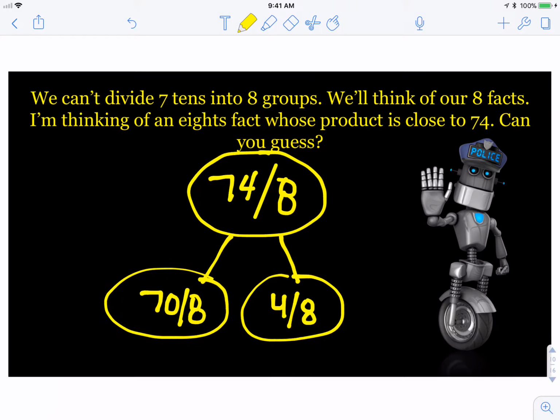70 divided by 8, we can't do it. So we're going to take our 7 tens, move them over here and add it in front of that number. 74 divided by 8. We said the closest we can get is 9. 9 times 8 gives us 72. What's 74 minus 72? How close am I to 74? I'm 2 away. Let's go over here and solve and see if we're correct.